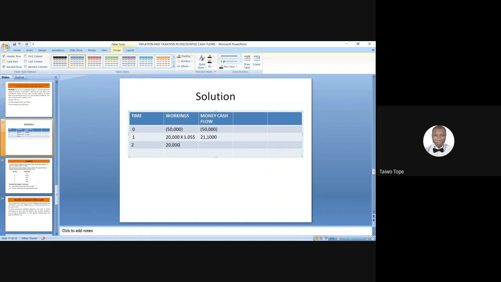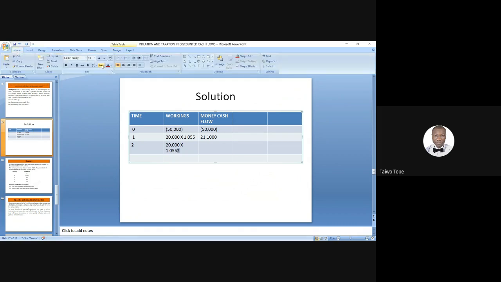In year two, you have the same value of inflow, but based on inflation, it will be 1.055 to the power of 2. At that point, you have to raise that inflation factor to the power of 2, because it is the second year. So 20,000 multiplied by 1.055 to the power of 2. The result should be 22,261.